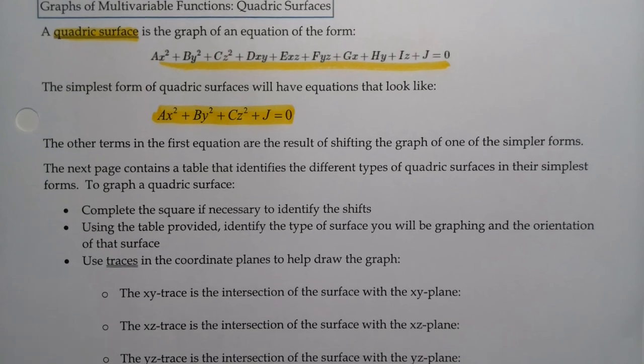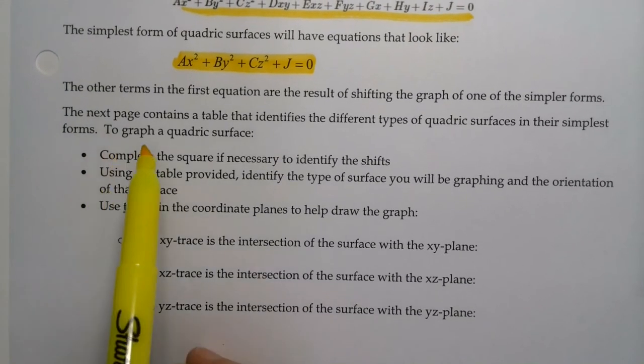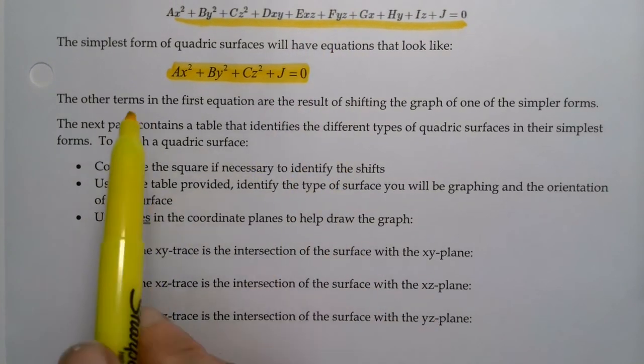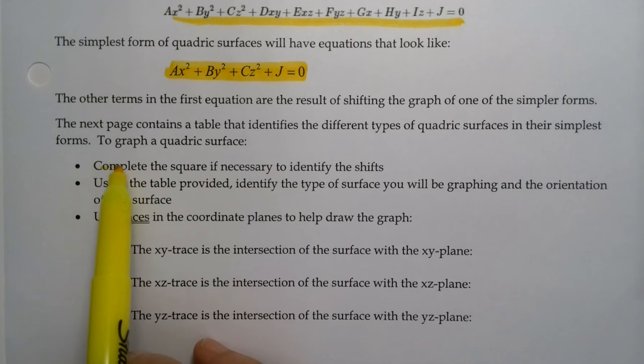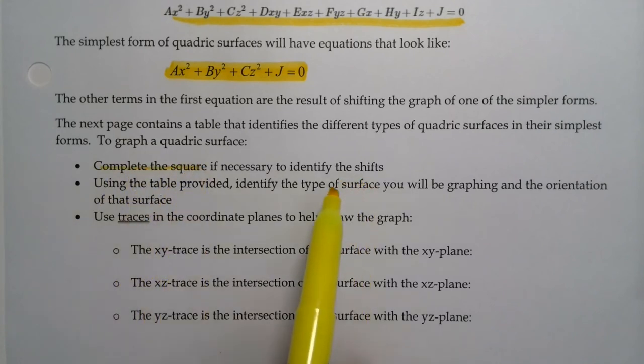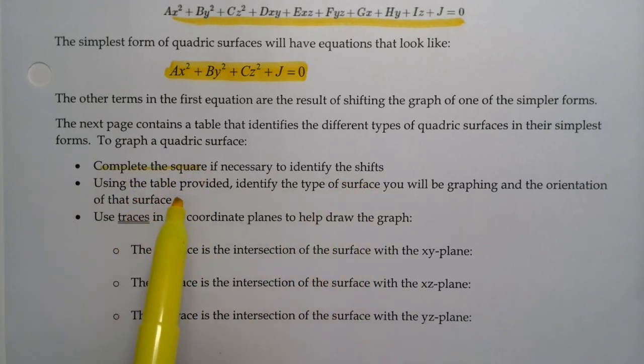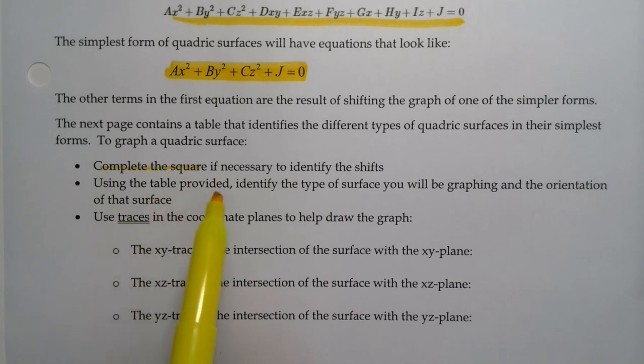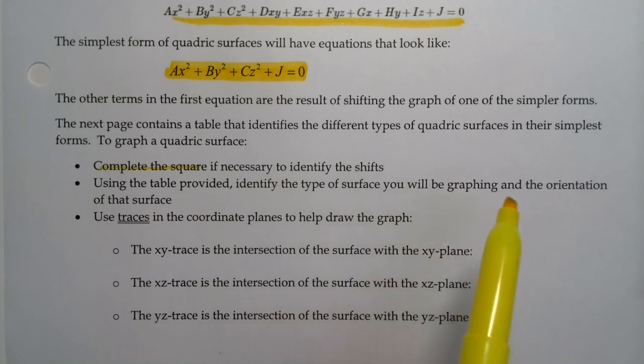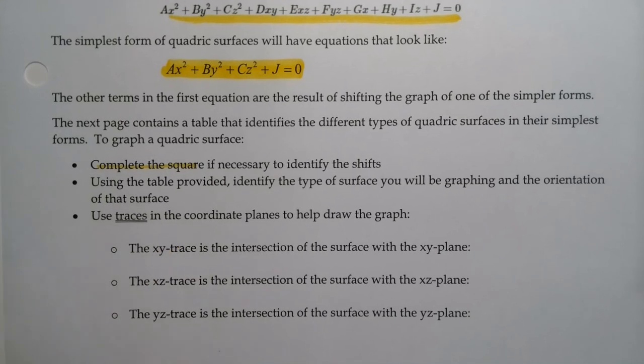So to graph a quadric surface, what you do is complete the square. Some algebra will be involved. So you complete the square if necessary to identify the shifts. You use the table provided, and that is on your exam notes packet as well, but of course, you can also graph them in Maple. You identify the type of surface you'll be graphing and the orientation of that surface. And then you use the traces in the coordinate plane to help you draw the graph.